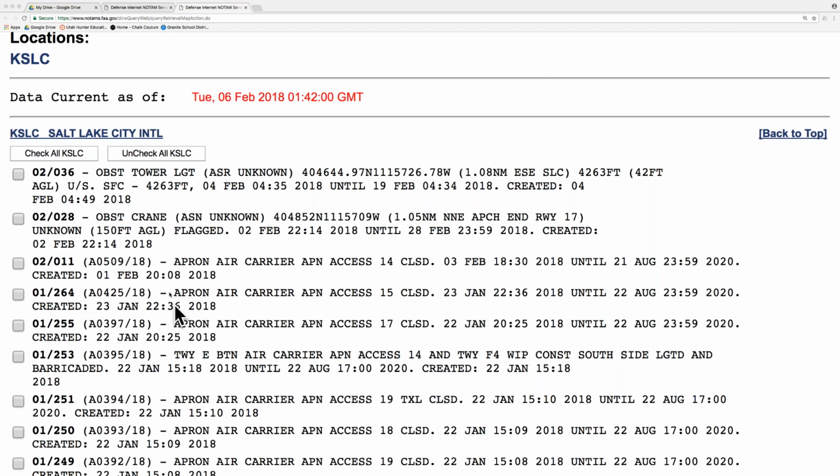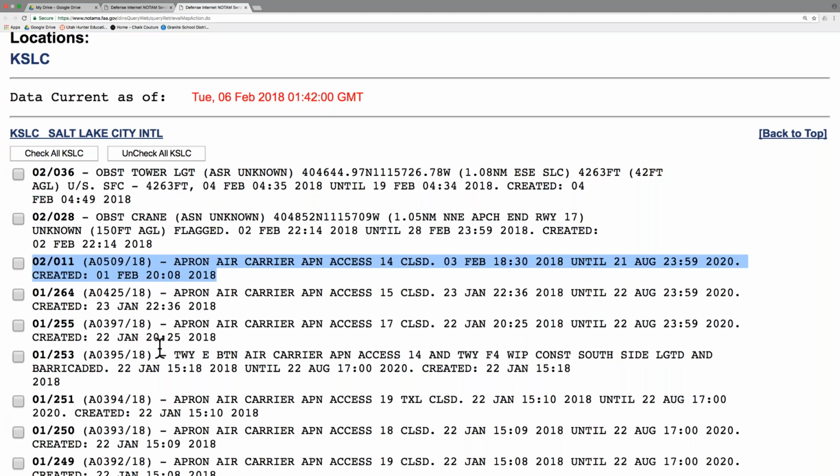So does anybody want to take a stab at this one? I can try. Okay. Except for the parenthesis part, I don't know what that is, but okay. See, there's a section of the airport that is closed, and that is apron. That's axis 14 of the apron on an air carrier. The date is the 3rd of February at 18:30 Zulu. Oh no, sorry, it's February 3rd, 2018.